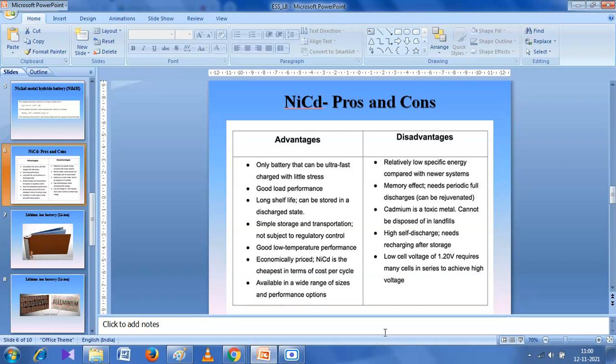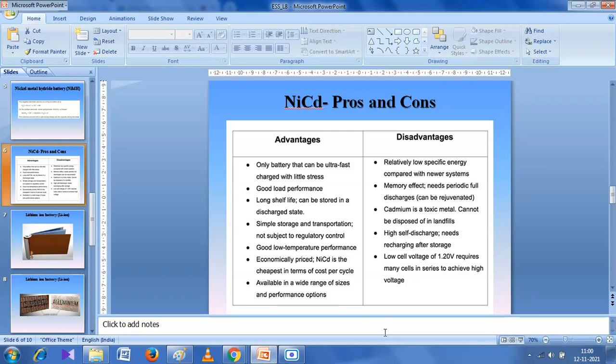And economically, from the point of view of economics, we can see that the nickel cadmium battery is quite low cost. That means the cost of the nickel cadmium battery is less, and the availability of this nickel cadmium battery is very high, or say a wide range and sizes of nickel cadmium battery are available.